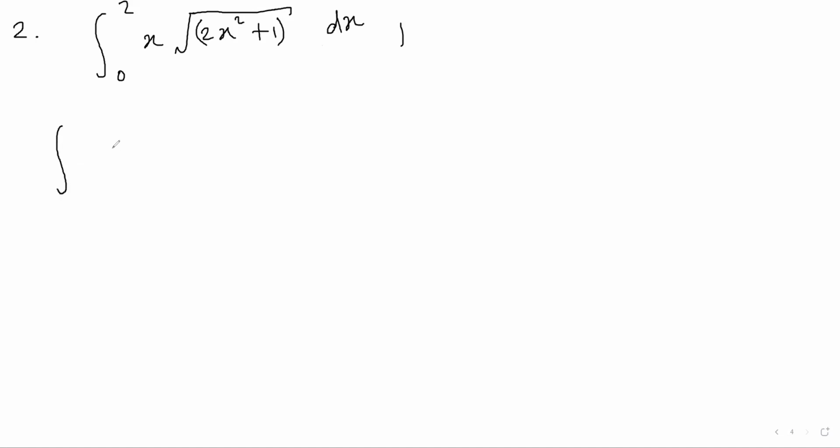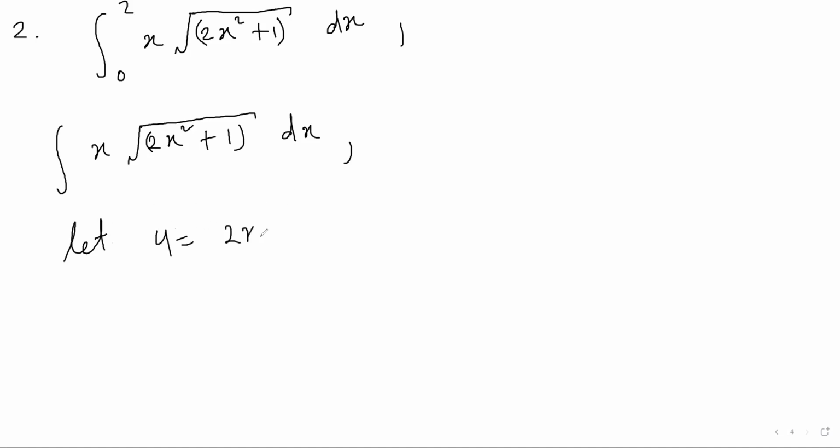So now we're going to start by evaluating the indefinite integral of this function. Let's integrate indefinitely the function x times the square root of 2x squared plus 1, with respect to x. So the first thing we do, guys, we let u be equal to 2x squared plus 1.